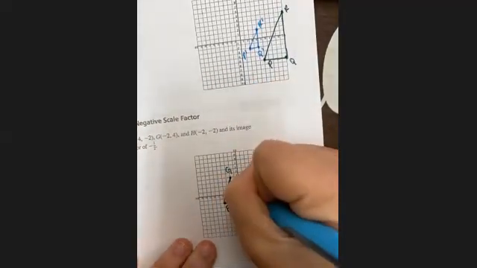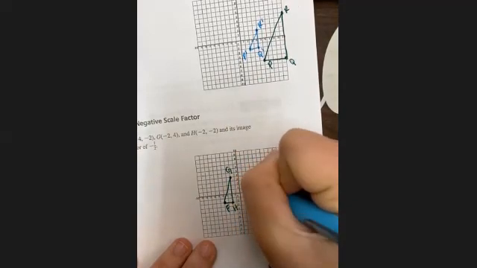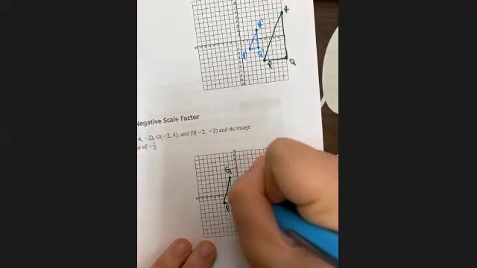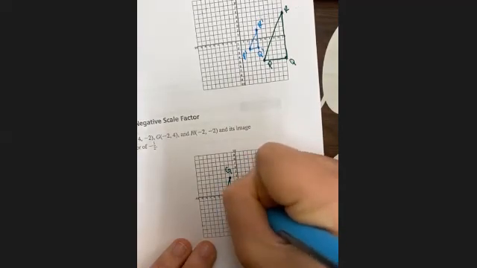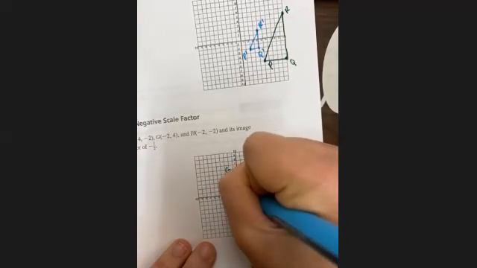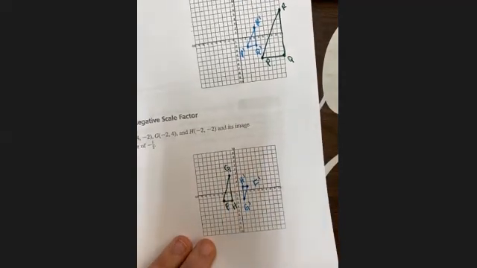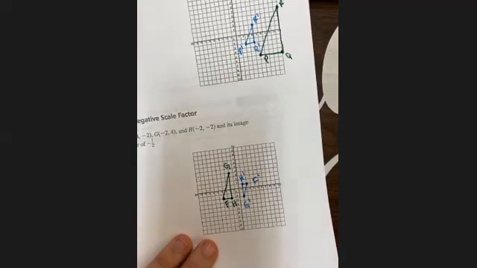F prime is at 2, 1. G prime is at 1, -2. And H prime is at 1, 1. Okay, labeling those with primes. Well, now I can see it got smaller because of the 1/2, but then the negative made it flip over. It was basically like a reflection. Okay, that is it for today's notes.